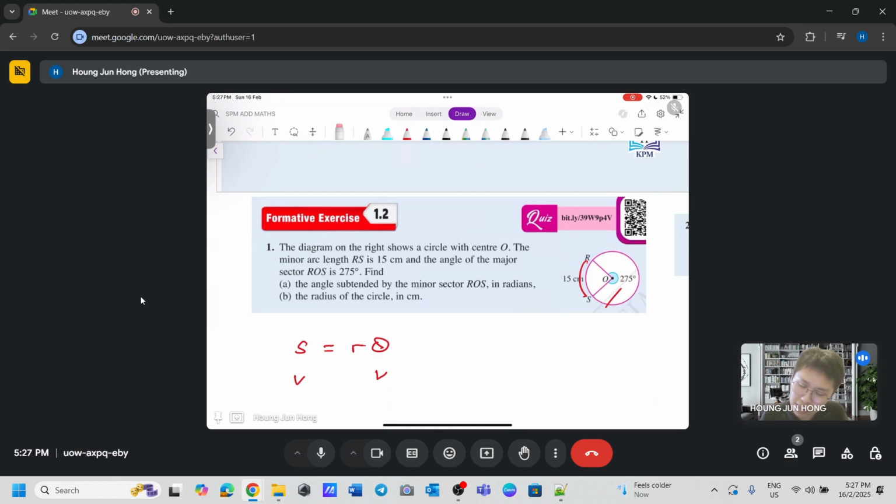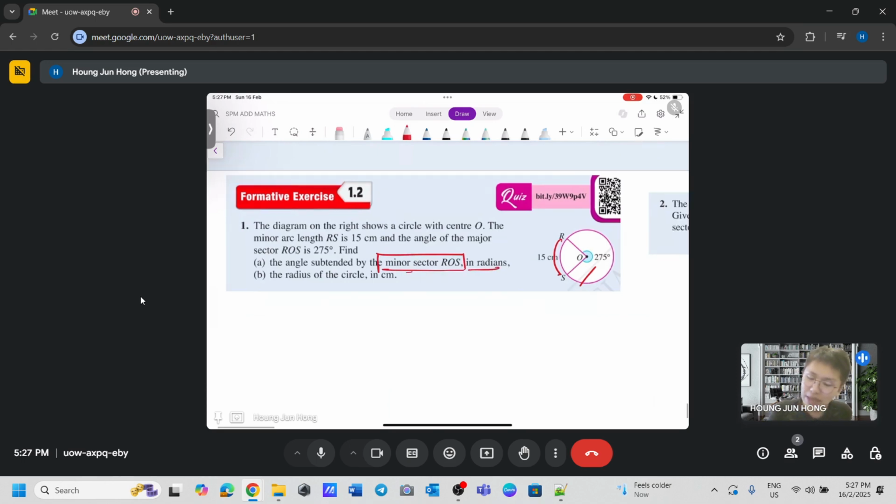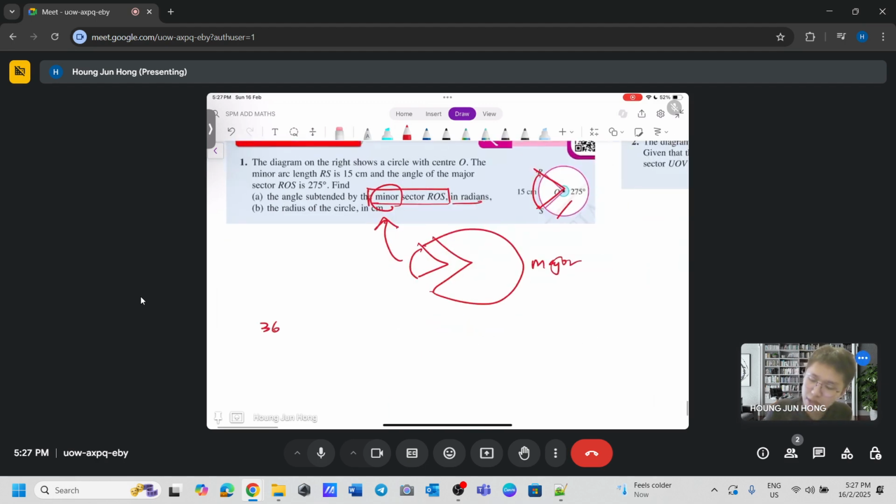But before that, let's just try to express the minor sector into radian. Very simple. So what is minor sector? Minor means the smaller one. So minor sector, major sector. Minor is this one, and major is the big one. So the minor sector essentially would be, again, always calculate in degree first, and then you convert it to radian. That would be simple.